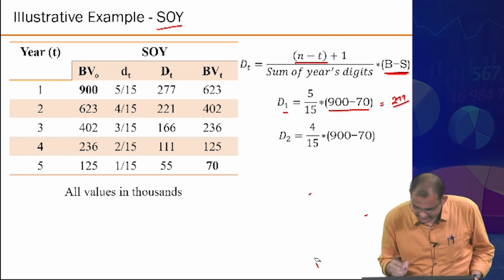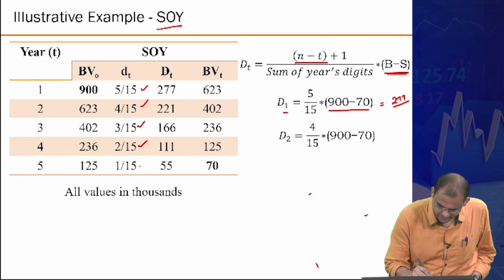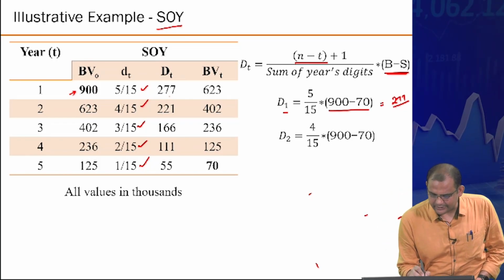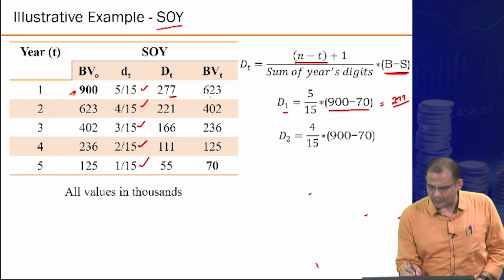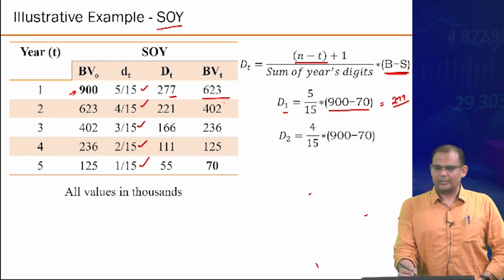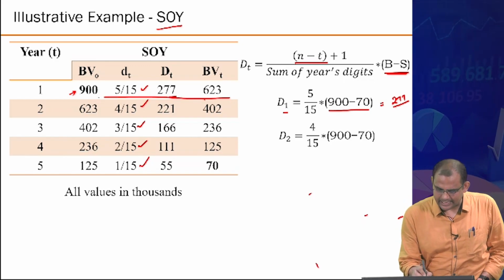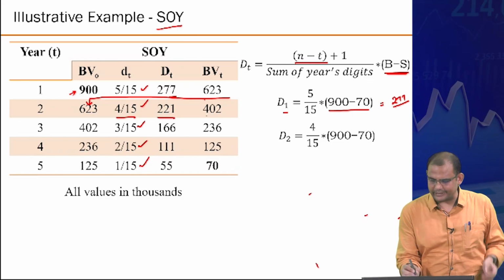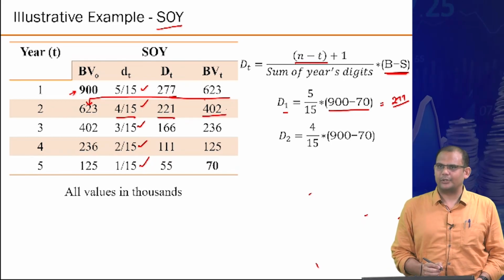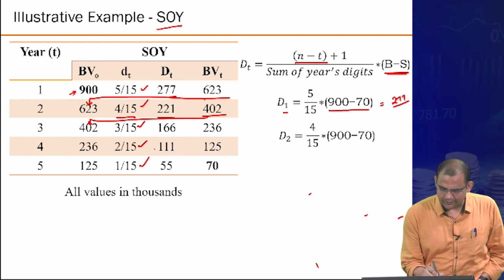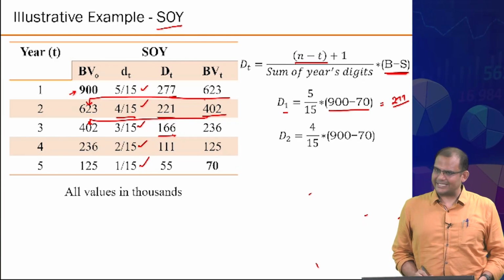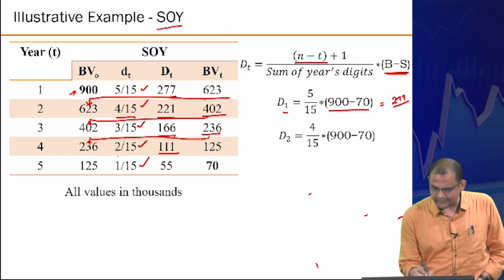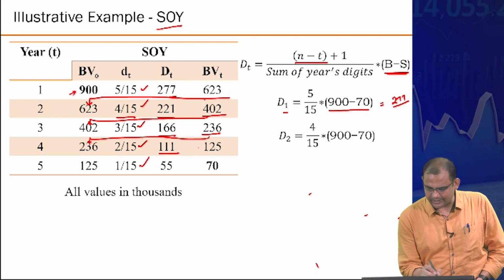So, once you have calculated these fractions, 5 by 15, 4 by 15, 3 by 15, 2 by 15, the rest of the calculation is pretty simple. You start with 900. The first year depreciation is 277. The book value at the end of year 1 is 623. This carries forward 4 by 15, 221 is the depreciation in that year. The book value at the end of year 2 is 402, carries forward 3 by 15, 166, book value is 236, 111 because it's 2 by 15 fraction of the remaining now.